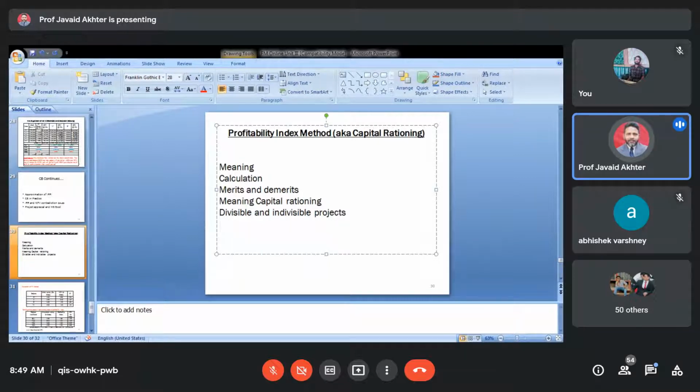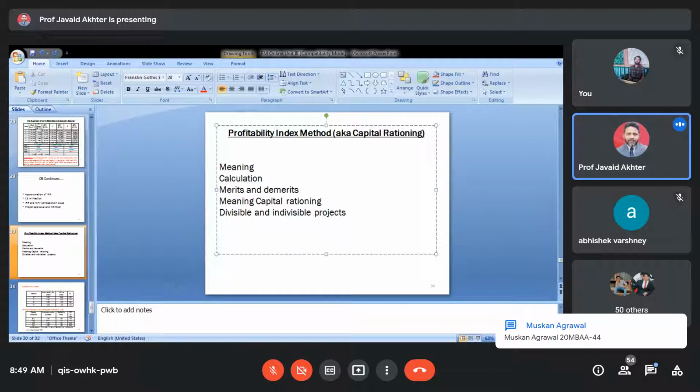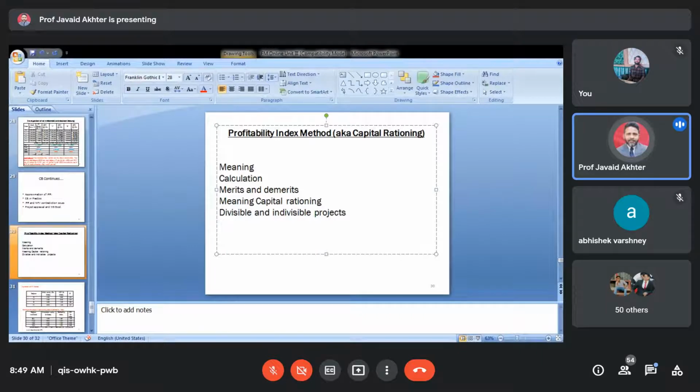Profitability index method. Look at the word itself, index. What index are we making? We are making a profitability index. It is also known as capital rationing. It will be much better if we explain it using the term capital rationing. You all know the meaning of the word ration.